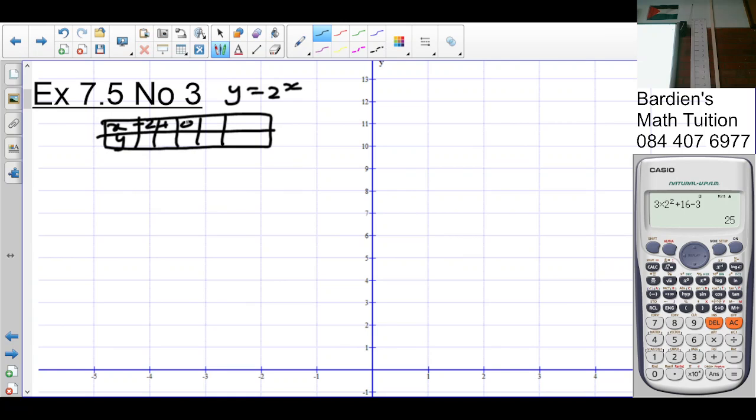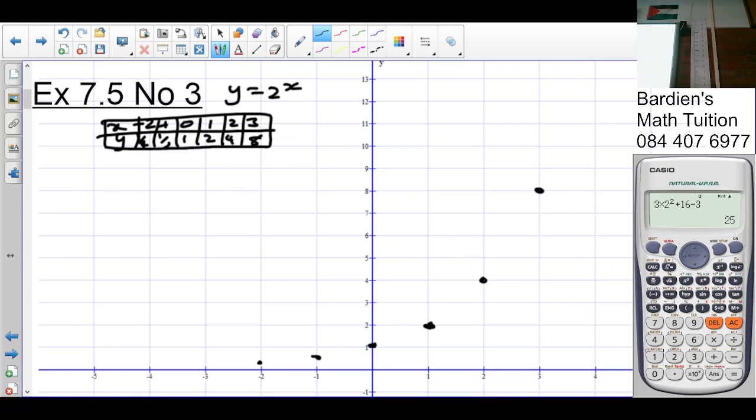Minus 2, minus 1, 0, 1, 2, and 3. If I put minus 2 in here, I get a quarter. Minus 1 gets you half. 1, 2, 4, and 8. Can you see that, people? So at minus 2, you got a quarter. It's approximately there. Minus 2 and a quarter is approximately there. Minus 1 gives you half. 0 gives you 1. 1 gives you 2. 2 gives you 4. 3 gives you 8. 4 gives you 16 and so on.